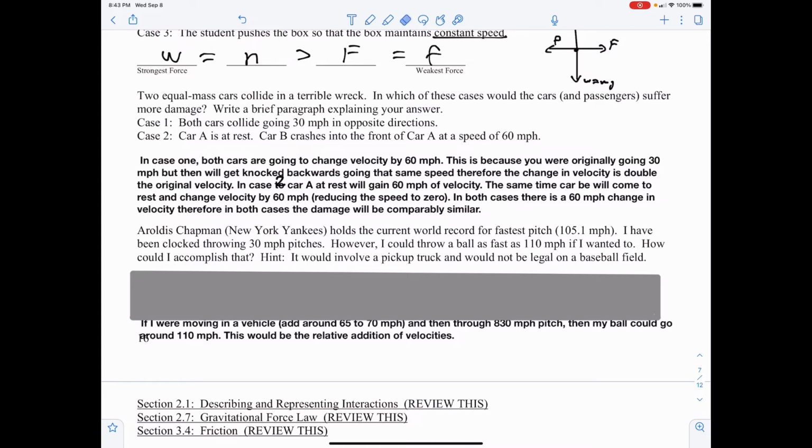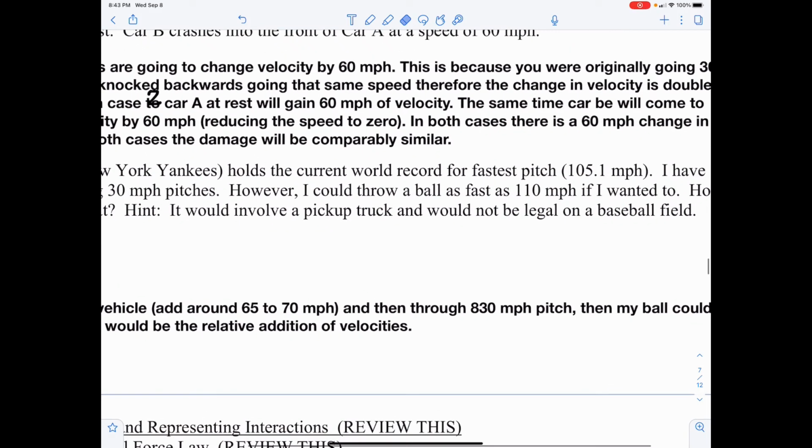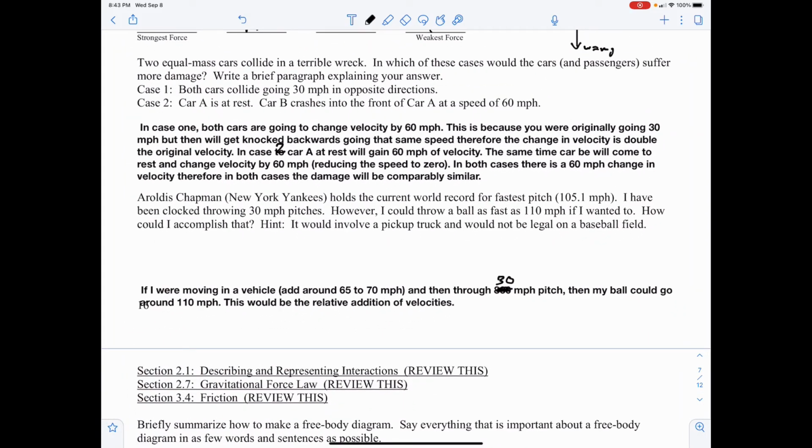All right, so here's the idea. If I were in a vehicle that was moving very quickly, let's say it was going 60 to 70 miles per hour, and then I lean out the window and throw a 30 mile per hour pitch, well, then I would be able to go around 110 miles per hour because it's relative addition of velocities. If I'm moving with the car at a certain speed, and I throw a pitch at a certain speed, and I'm going the same direction, they would definitely be added together.